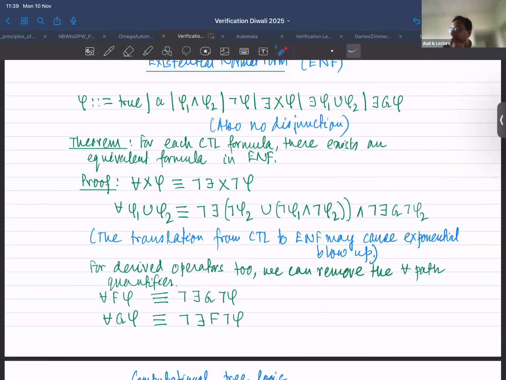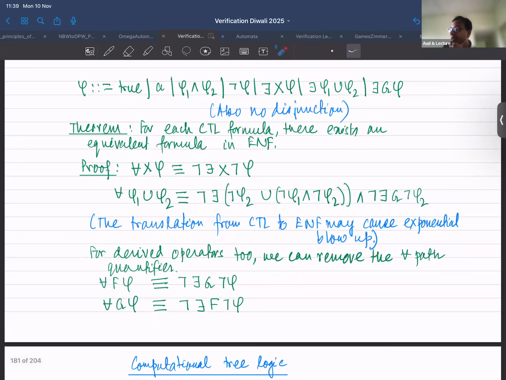Okay. And in general, as we have seen earlier also for the case of LTL, the translation from CTL to existential normal form may cause an exponential blow up.